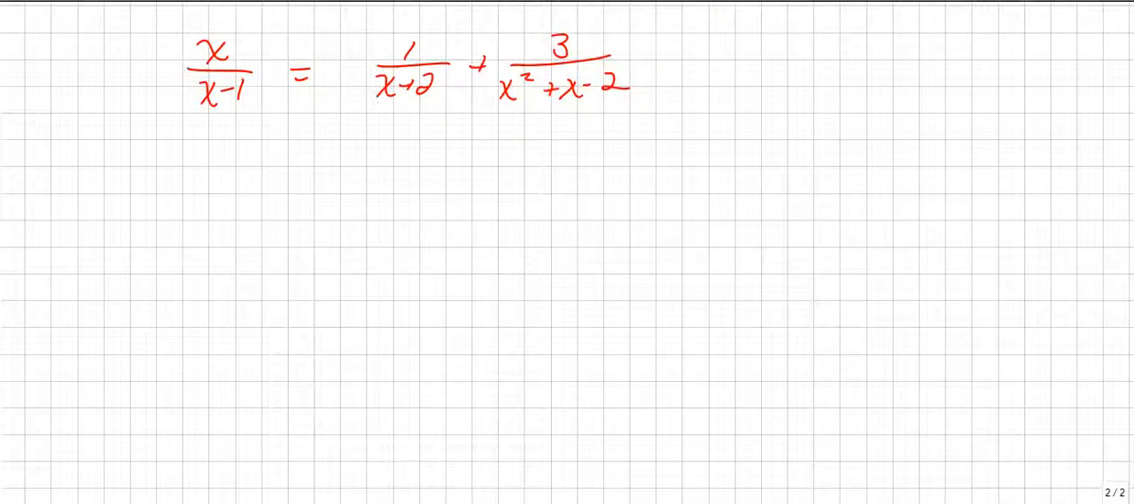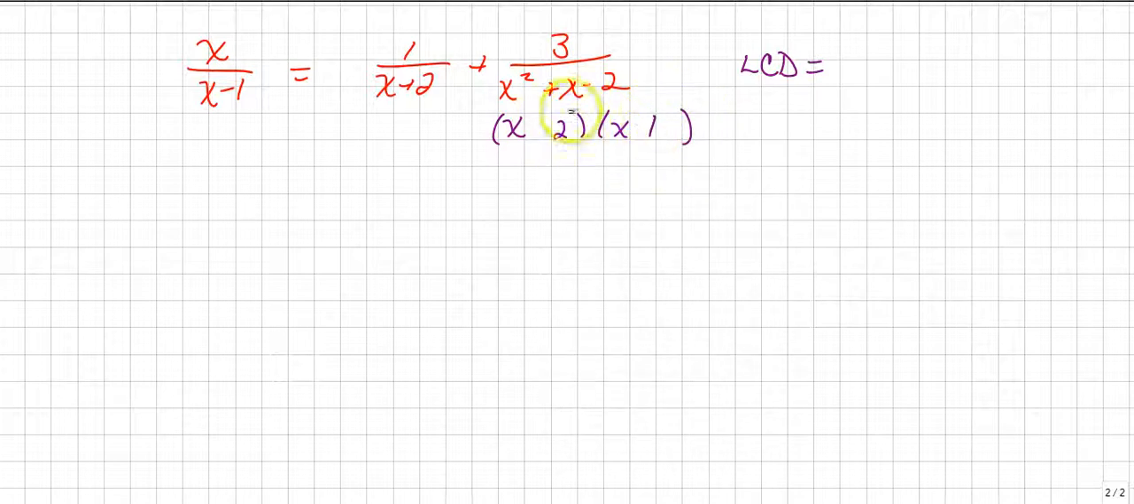Alright, let's go for the LCD. Every different factor I see, well, that third denominator needs factoring, so let me reverse FOIL that. X and x, and it's going to be a 2 and a 1, and since the middle term is positive, it'll be plus 2 and minus 1. Now at this point I say, well, those are all the different factors I see, so the LCD is x plus 2, x minus 1.